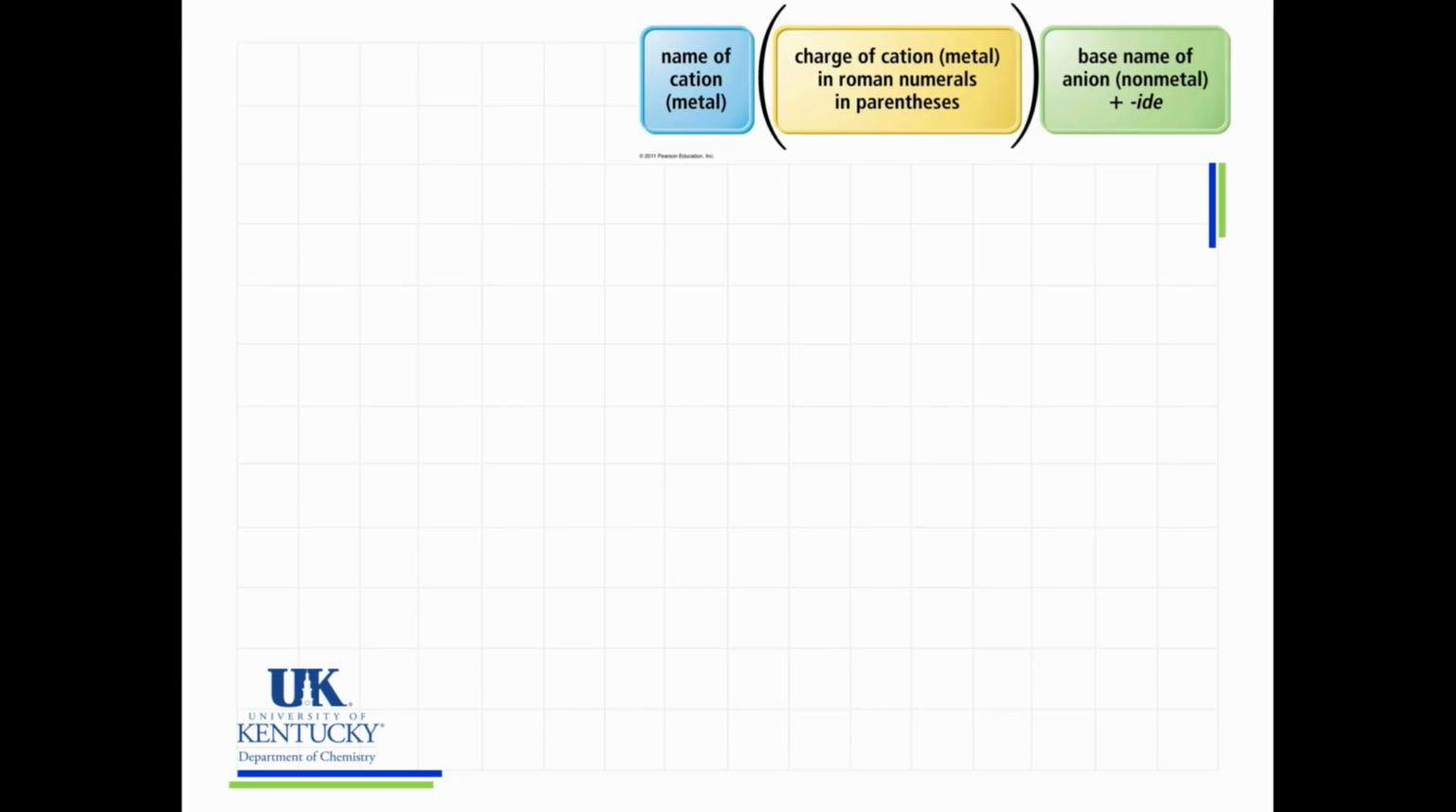So now we kind of have a schematic up there, what we're going to do. We're going to name the metal, or it might be a polyatomic ion, cation. If the metal needs a charge, we'll put that in Roman numerals and parentheses after it. And then we will name the non-metal anion or polyatomic anion after that.